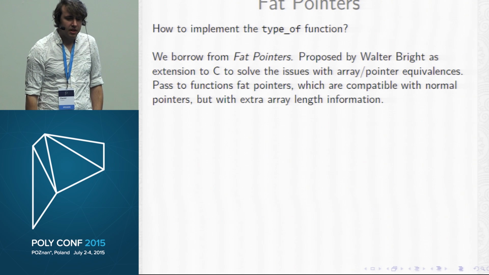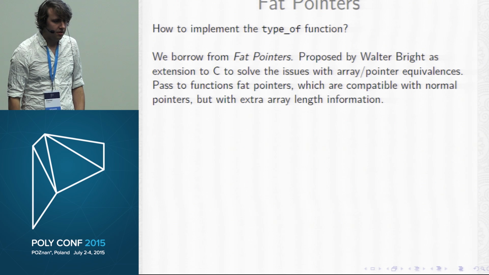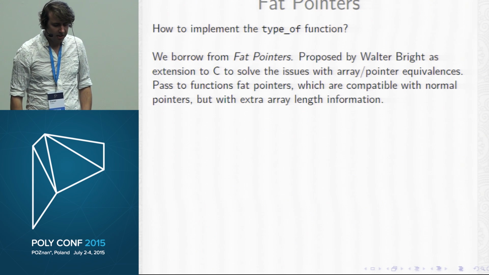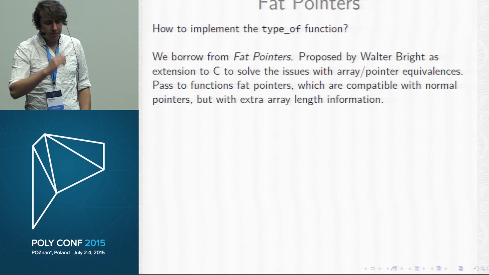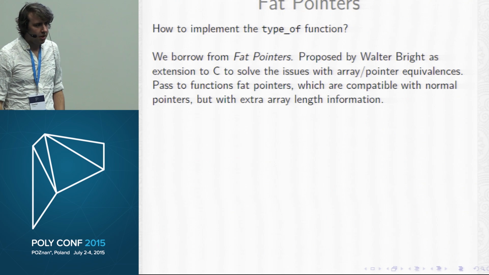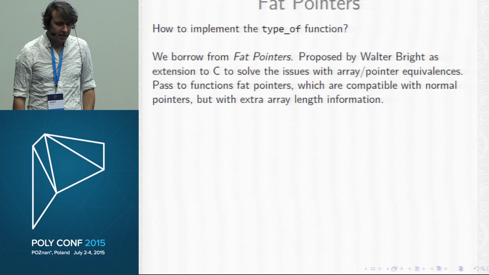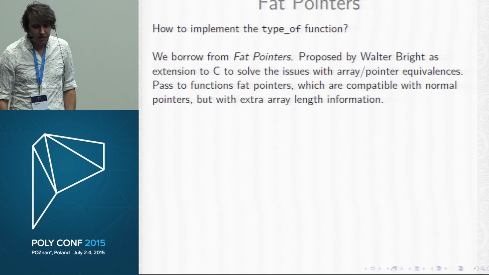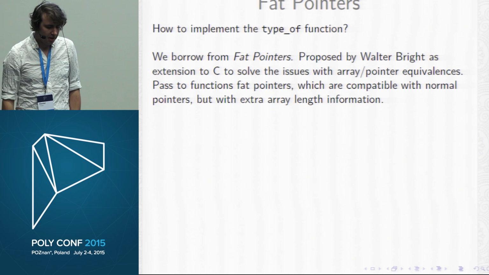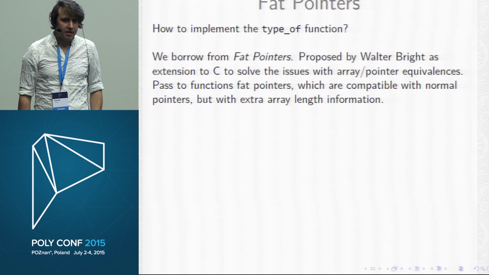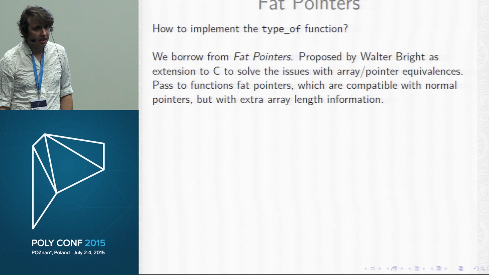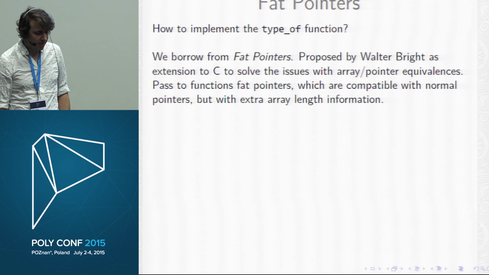So we use this idea of fat pointers. This was an idea proposed by Walter Bright, who made the D programming language, to solve problems with C. One of the major issues with C is that when you pass an array to a function, it decays to a pointer. What you actually end up passing is just a pointer to the first element in the array. This means that you don't have the length information anymore, so you don't know how many items are in the array. This has famously caused many, many problems in C.